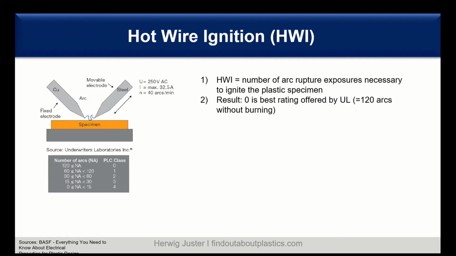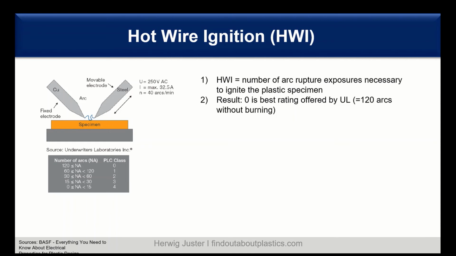And then there is the hot wire ignition. So this time the specimen is here laying on a table, and we have the electrodes. So we have a fixed electrode and a movable electrode, and we induce 40 arcs per minute onto the sample. And now we measure the number of arc ruptures which are needed to ignite the plastic specimen.